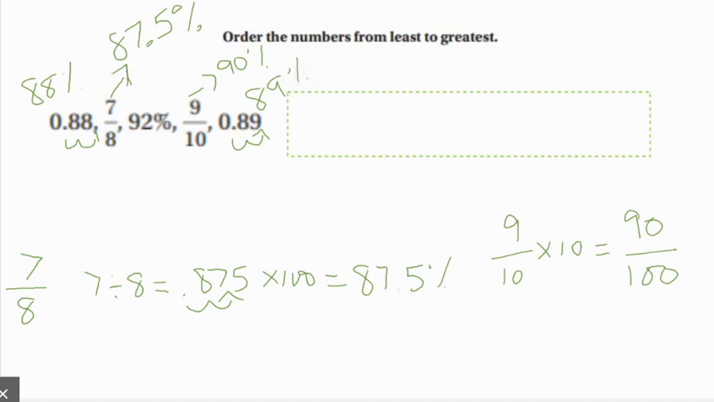Now we can list them in order from least to greatest. So it looks like 87 5/10% is our least. So that's a fraction of 7/8, which is less than which one? Let's see, 88%, which is 88/100ths, which is less than 89%, which is 89/100ths, which is your decimal, which is less than 90%, which is 9/10. And then the last one is 92%.